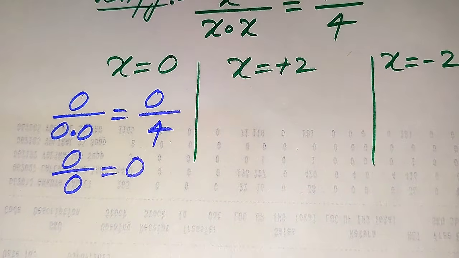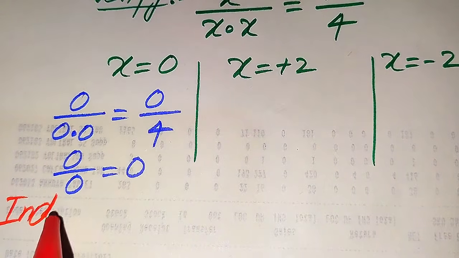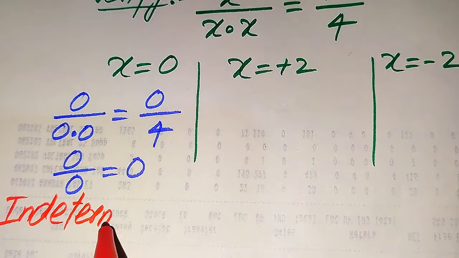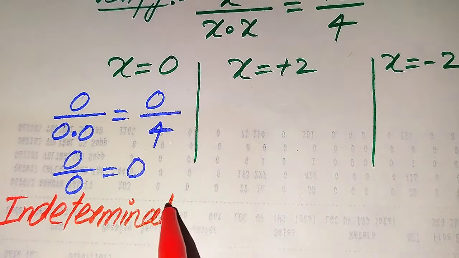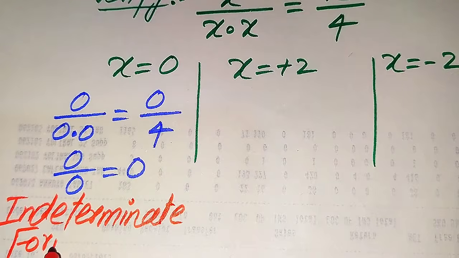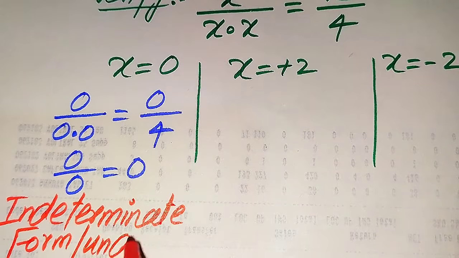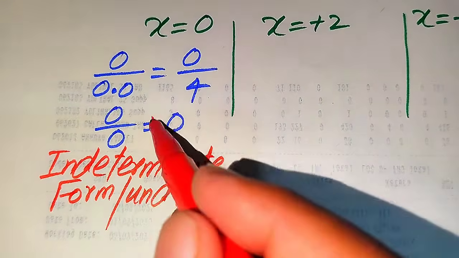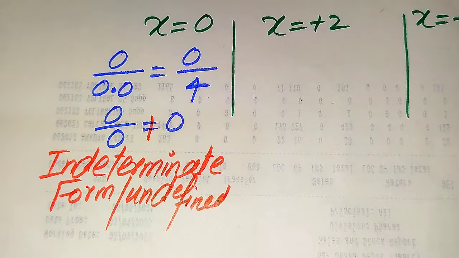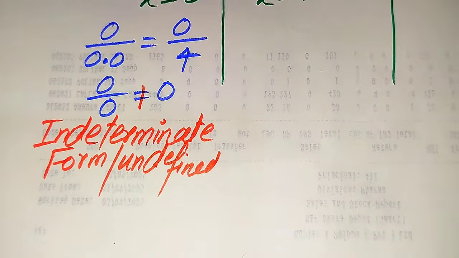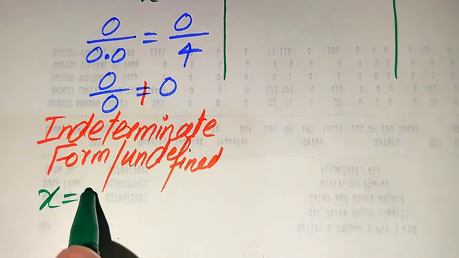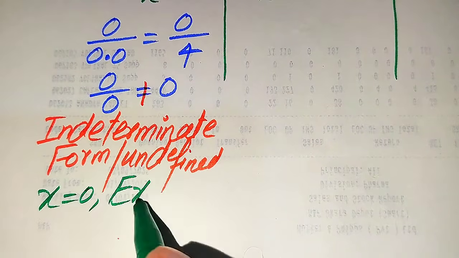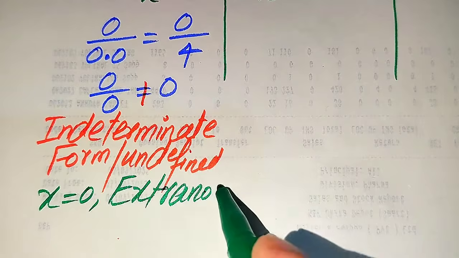And now you focus on the left hand side, and you see here this is usually called the indeterminate form. In other words, we just say that it is undefined. So if our left hand side is undefined, this means that both of the sides are not equal. So finally we conclude that x equals 0 is the extraneous root of the given equation.